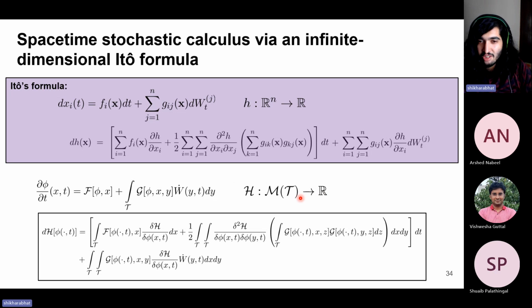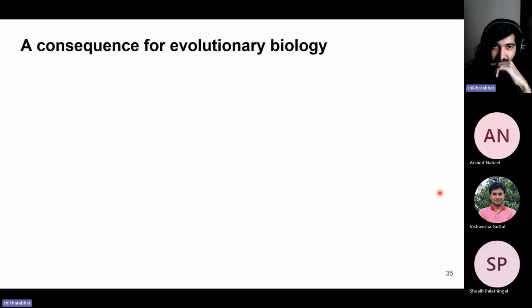But of course, this is the sort of thing that has never stopped physicists. And in this spirit, I'm not going to let it stop me. I'm just going to assume that this formula is true for our case. And if we assume that it's true, we can study evolution. And I will show you one quick consequence.